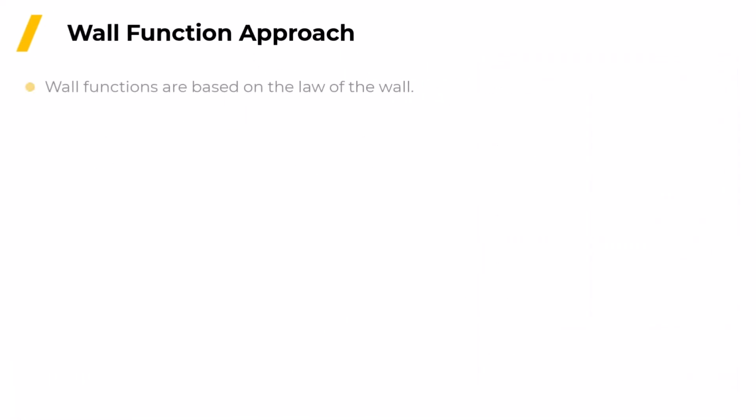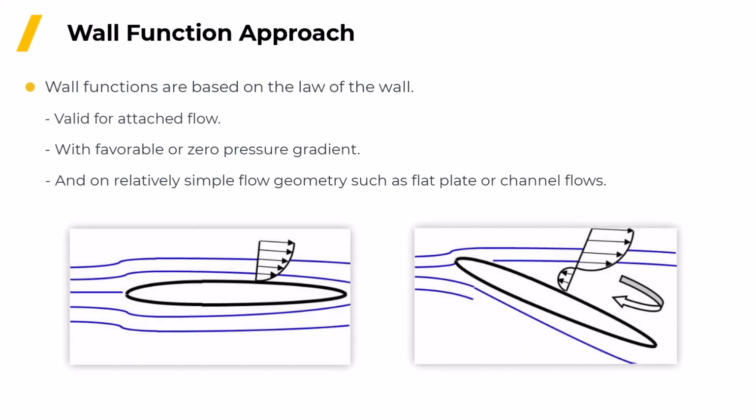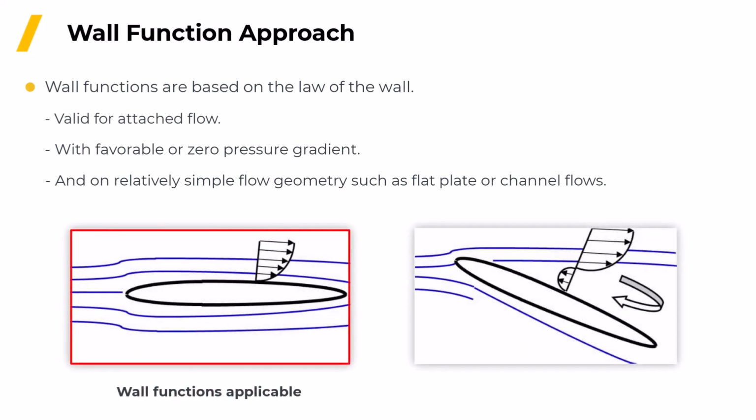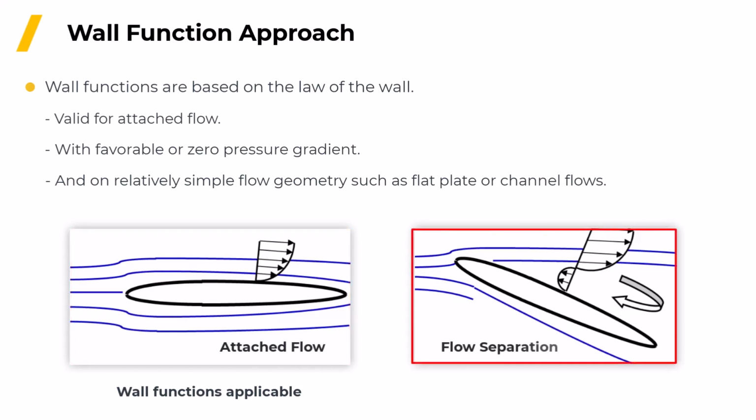Wall functions are based on the law of the wall, which is valid for attached flow with favorable or zero pressure gradient, and on relatively simple flow geometry, such as flat plates or channel flows. They would be applicable for the flow on the left because the flow remains attached, but on the right there is flow separation on the upper surface of the ellipse, and wall functions would not be applicable.